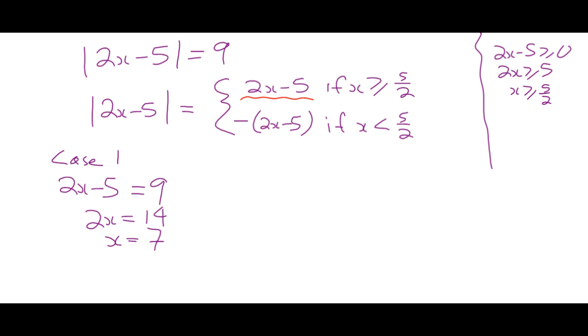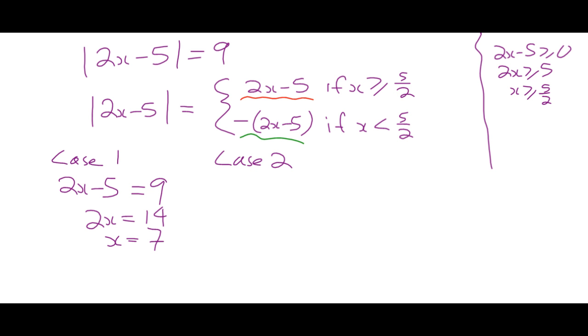All right, and we can see if we put a 7 in there, 2 times 7 is 14, minus 5 is 9. The absolute value of 9 is 9, works. Okay, we're going to formalize this too, right? We'll do a formal verification. Case number 2. Case 2 is this one here.